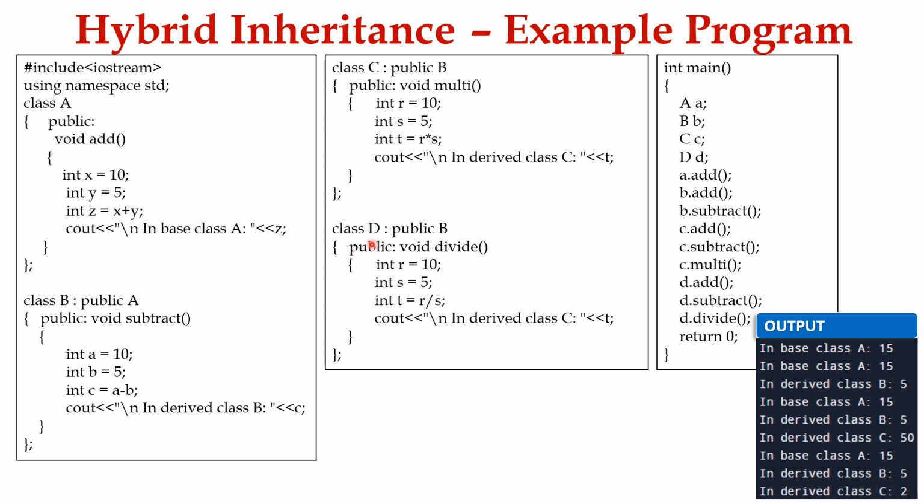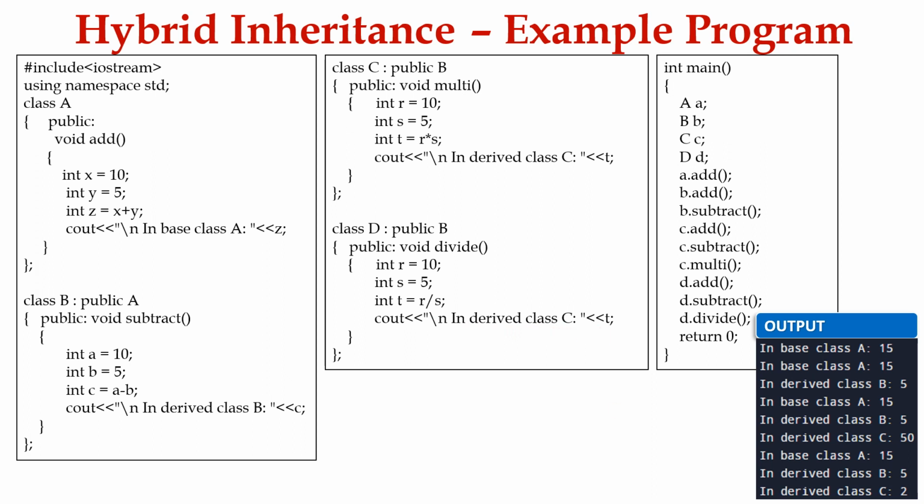Next, we have defined the class definition for class D, that is class D colon public B. Here, class D inherits the properties of class B and defines the member function divide, where we have declared the variable R of integer data type and assigned with value 5, variable S of integer data type and assigned with value 5, and variable T of integer data type and assigned with an expression R divided by S. Using a cout statement, we have displayed the value of the variable T to the user.